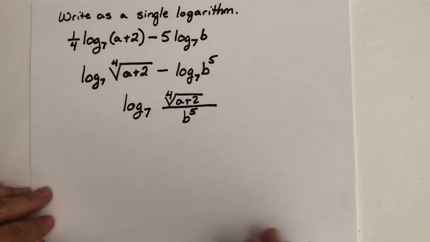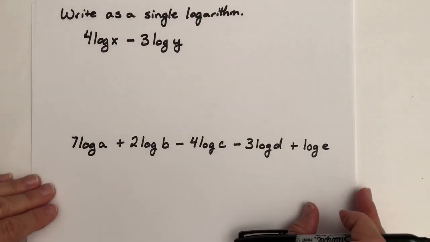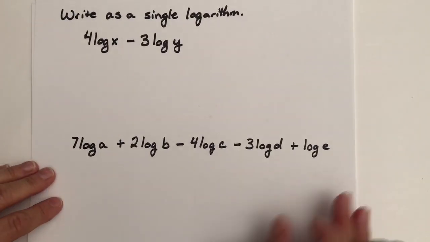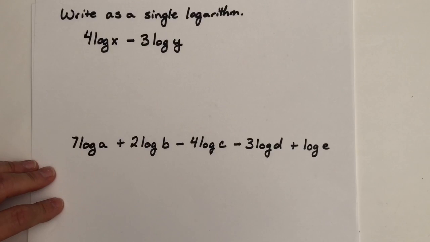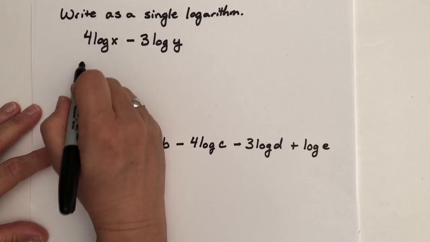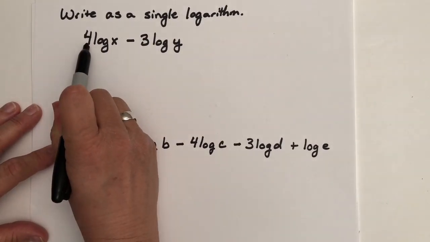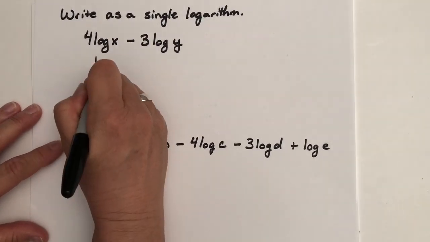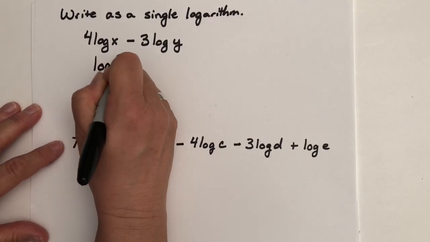I want to show you one more thing. One other idea that ties a few things together. Suppose we're doing this one, write it as a single logarithm. I could handle it just the same way we did the previous problem, but I want to show you something just a little bit different. On this problem, I could take the 4 up as the exponent, so let's do that. The log of x to the 4th.